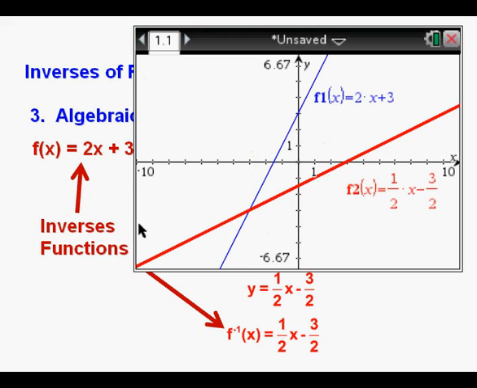And here are the two functions graphed in our graphing calculator in red and in blue. And here's the line y equals x in black. And we can see graphically that these two inverse functions reflect about the black line y equals x.